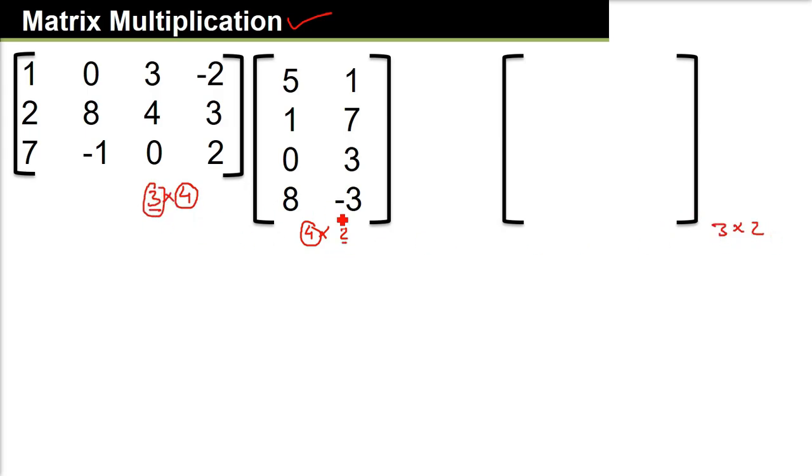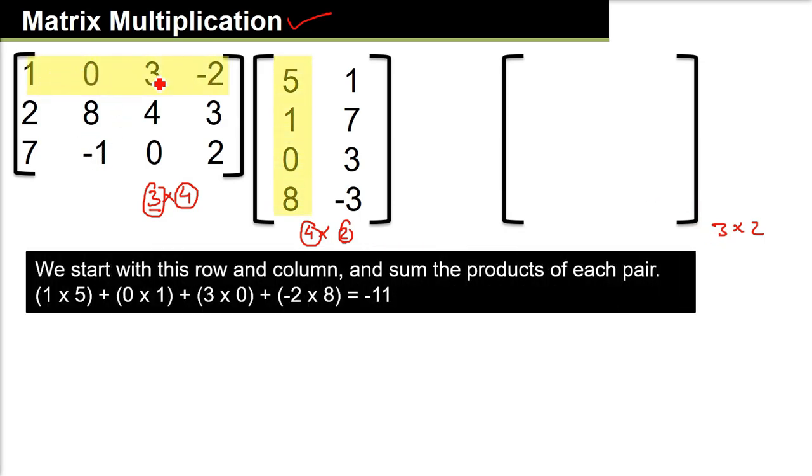We start with the first row and the first column. 1 into 5, 0 into 1, 3 into 0, negative 2 into 8. Write them here. Now add them, and you get negative 11. This will be the first entry. Negative 11.